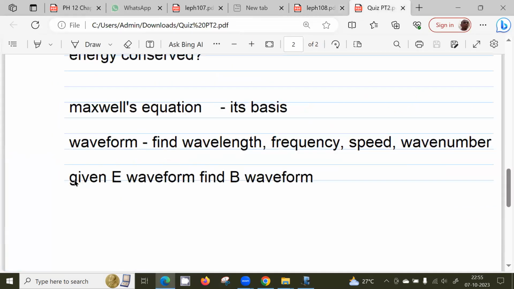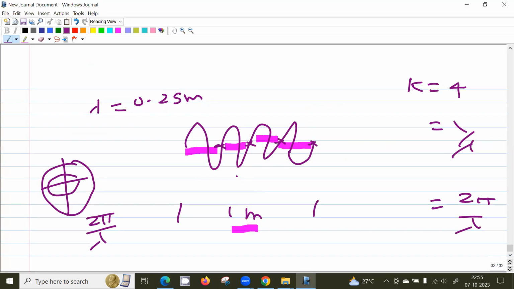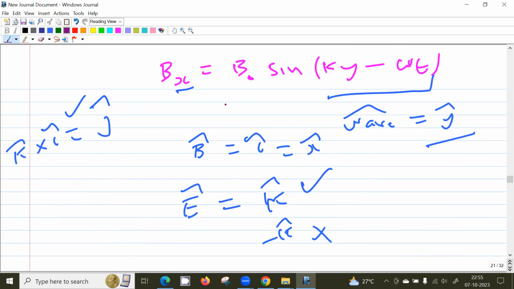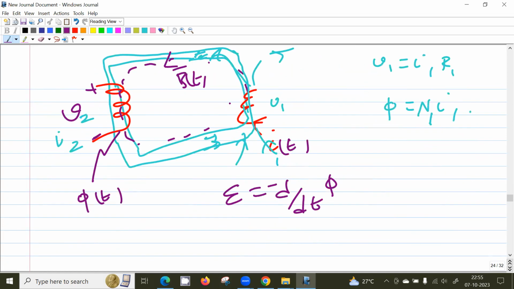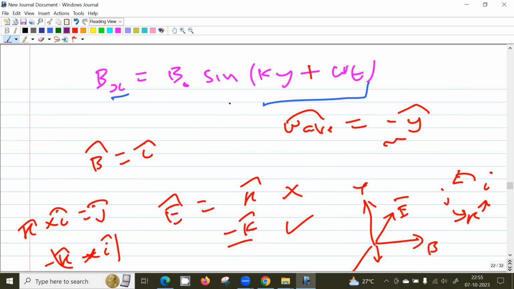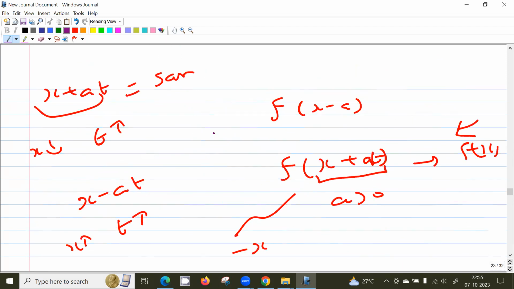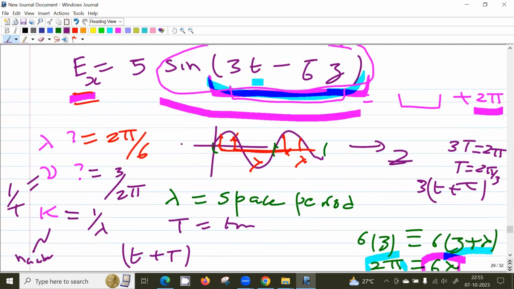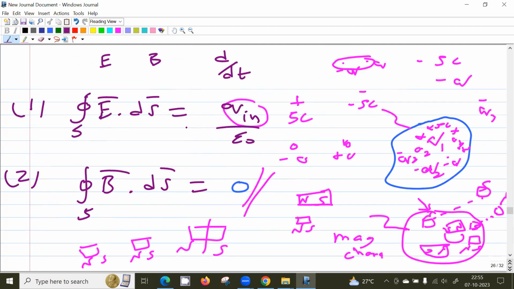That's what I'm saying. Given the E waveform, I can find the B waveform. That's what I've done, right? I can find the direction. Here I find the wave number.